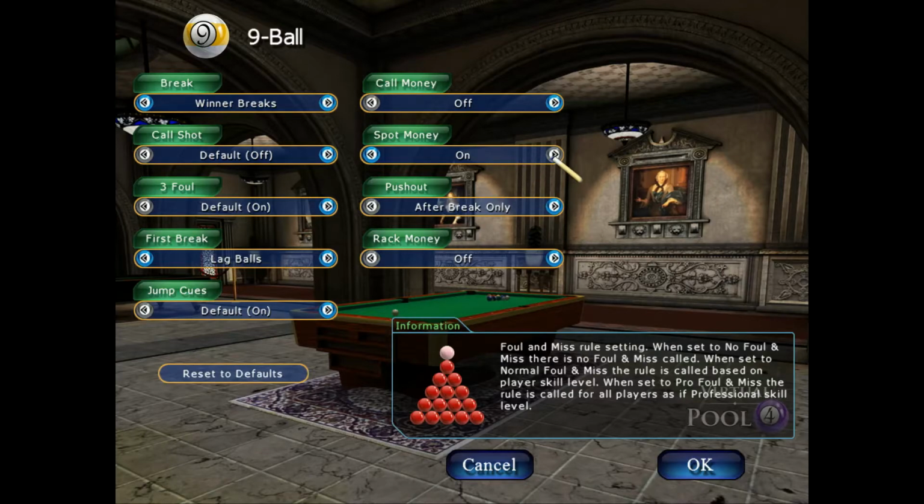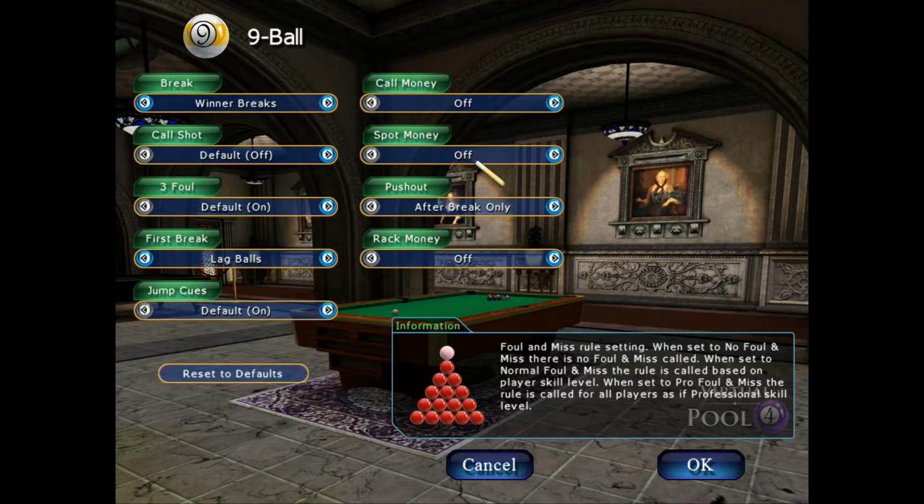So it's always best to have spot money on, particularly when the handicapping is in money balls. If the handicapping was in racks, then you could possibly still have spot money off. That would mean that a player who's getting a 3-rack start in a race to 7 would be 3-0 up, and he wouldn't have any other money balls other than the 9 ball.